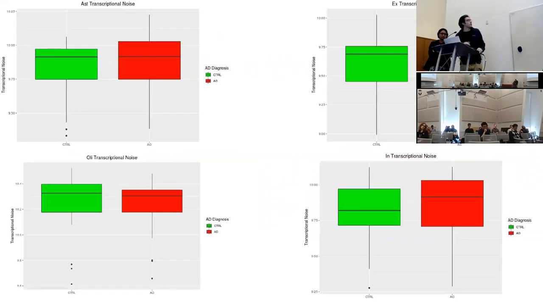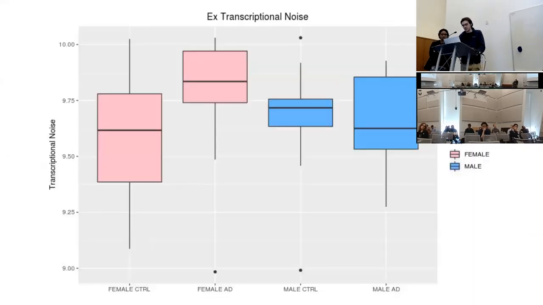When we do this for each patient for each cell type, we see that for astrocytes and oligodendrites, and for also microglia, we have shown here, you don't see very much of a change. But for excitatory neurons and inhibitory neurons, you kind of see like a greater mean transcriptional noise whenever you're comparing these two populations. So we kind of went further and we decided to also kind of look at gender while we're doing this.